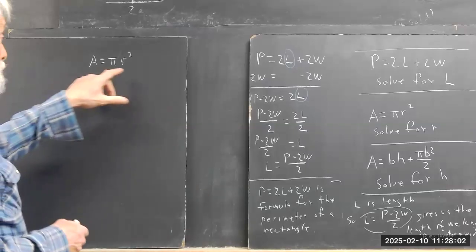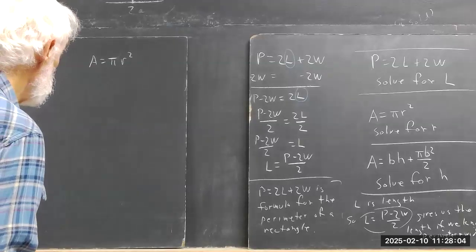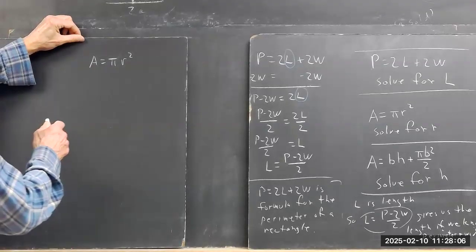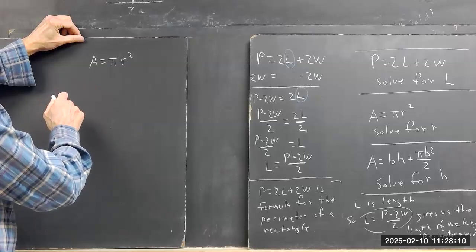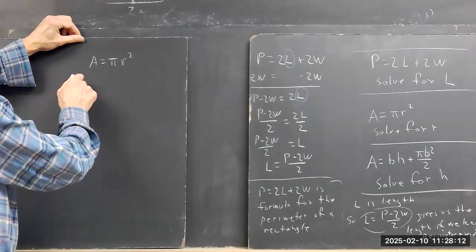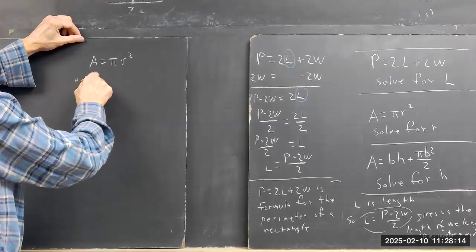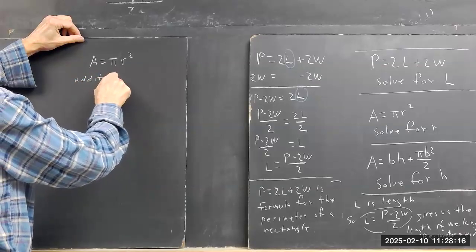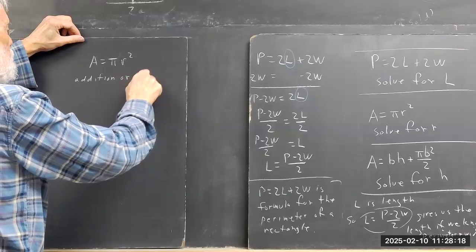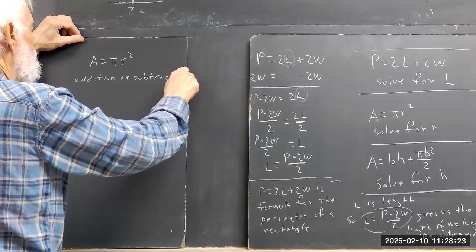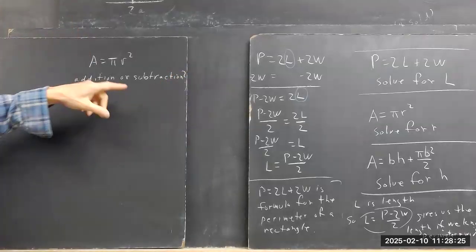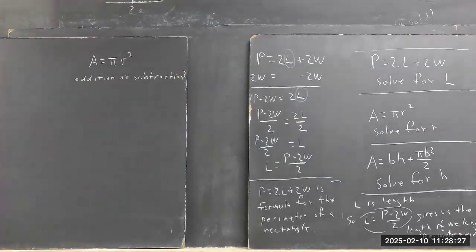Okay, well, anyhow, there we have it. A equals pi r squared. How are we going to solve for r? Okay, well, I'm going to write down a couple of questions. Are there additions or subtractions involved? No, there's only multiplications, right?